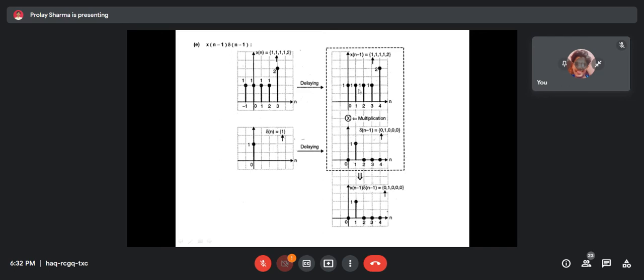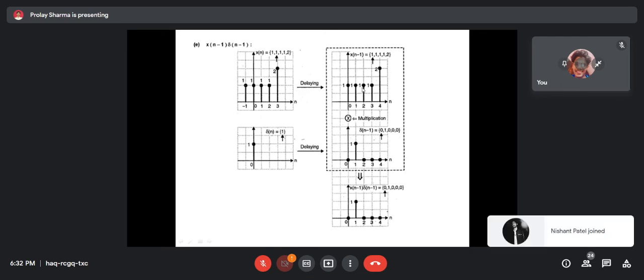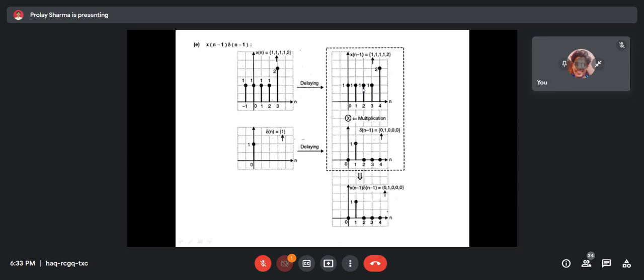Now you see that if we shift the impulse by another 1 unit, suppose the impulse is now at n equal to 2. Then the 2nd position will be extracted only, and all other sample values will be 0. This operation is very useful while sampling. We will perform sampling of the signal.